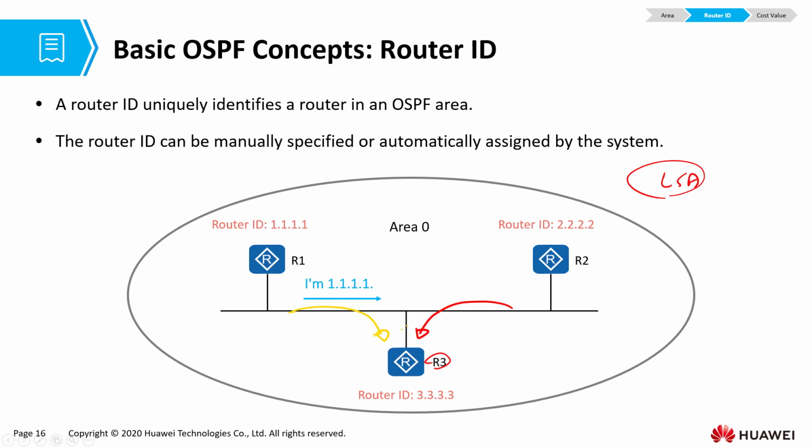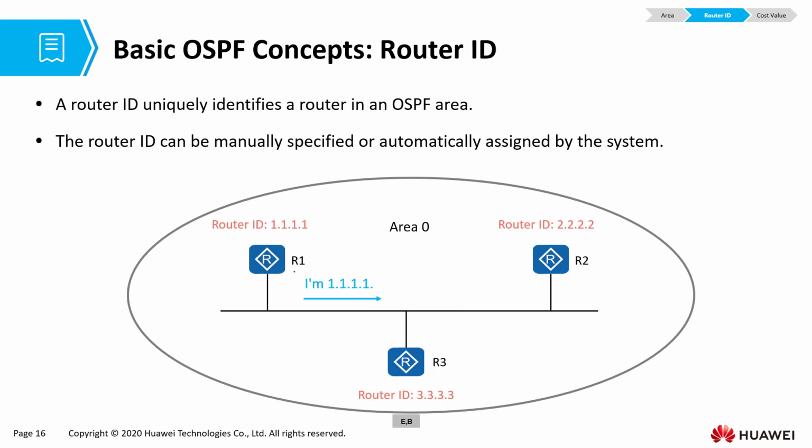That these ones are from router 2 and these ones are from router 1. Clearly, we need some kind of router identifier. So OSPF uses a router ID to uniquely identify a router within an OSPF area. The router ID can be manually specified. If you don't manually specify it, OSPF is going to automatically assign it by the system.